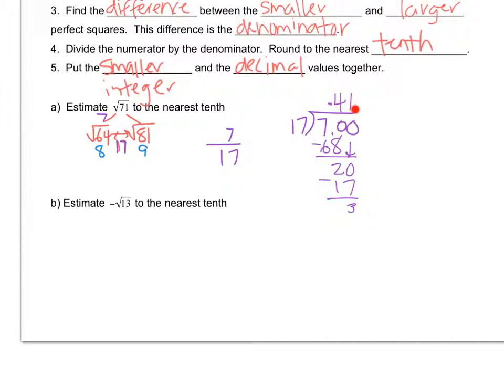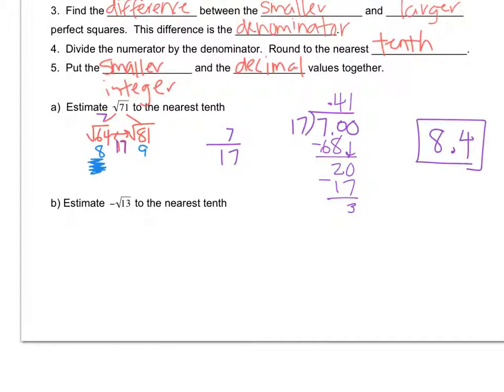It's going to stay 0.4 because of the 1. So 0.4 is going to be the second part of my answer. If you look at the very last step, you put the smaller integer and the decimal values together. So the smaller integer is going to be 8, because that's the square root of 64. If you remember back in the very beginning, we did that. So the best answer is 8.4.